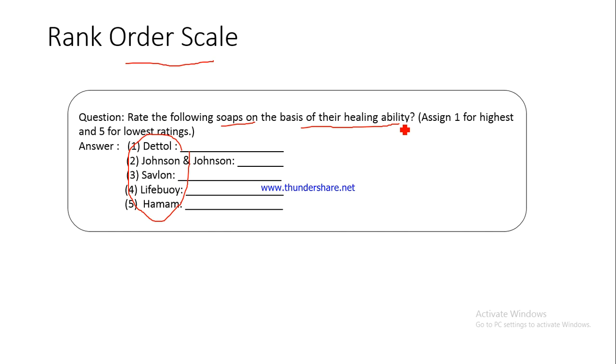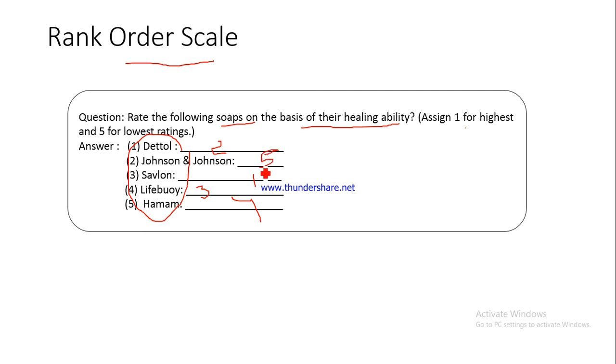And how is he ranking them? He has to assign 1 for highest and 5 for lowest rating, right? So supposing the respondent feels that Savlon has the best healing ability out of these 5, he will mention 1 against Savlon, then he will mention 2 against Dettol. Let's say he mentions 3 against Lifebuoy, he mentions 4 against Hamam, and he mentions 5 against Johnson & Johnson.